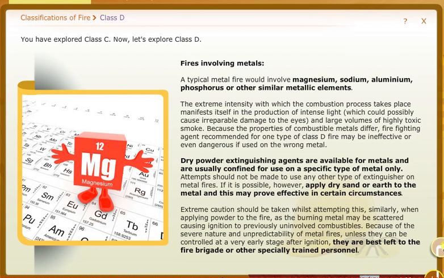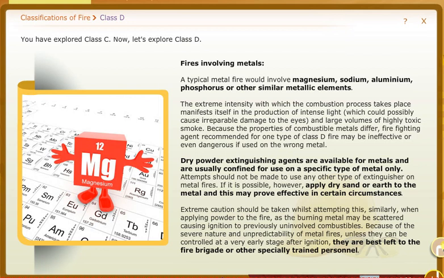Because the properties of combustible metals differ, a firefighting agent recommended for one type of Class D fire may be ineffective or even dangerous if used on the wrong metal. Dry powder extinguishing agents are available for metals and are usually confined for use on a specific type of metal only. Attempts should not be made to use any other type of extinguisher on metal fires. If it is possible, however, apply dry sand or earth to the metal, and this may prove effective in certain circumstances.